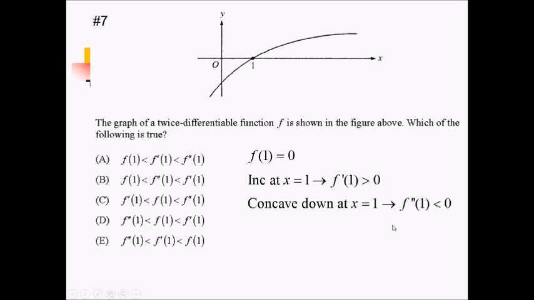So if we're trying to put these in order, the negative's got to come first. F double prime of 1. That's going to come before the thing that's 0, so f of 1 is going to be our next thing. And then after that, we've got the positive thing, which is f prime of 1. So we have f double prime less than f of 1 and less than f prime of 1. That's choice D.